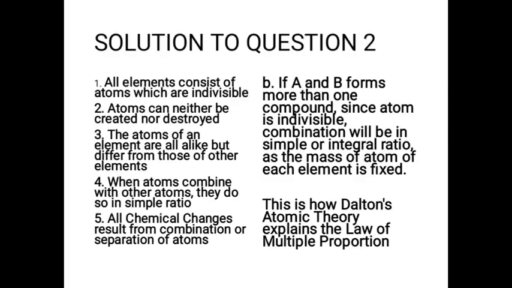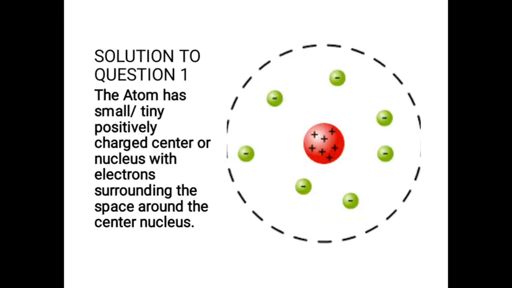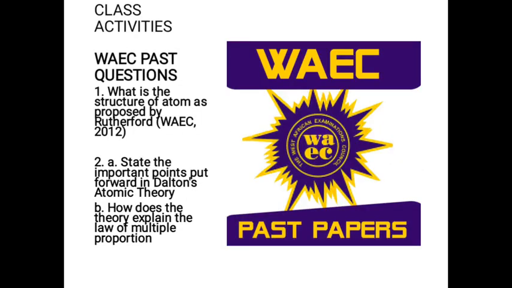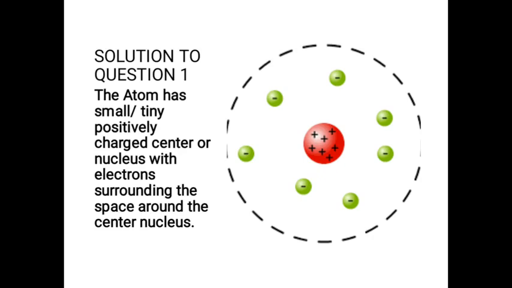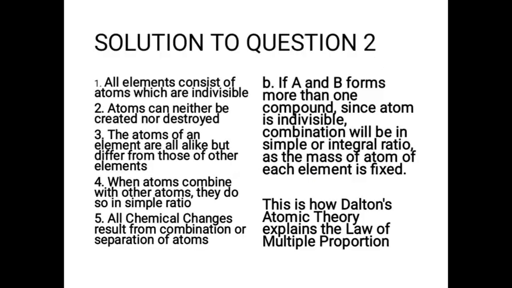Now the second question that was asked, you were told to state the important points. Actually, the question mentioned 3 important points, so you are expected to mention 3 out of 5. You can mention any of these 5.